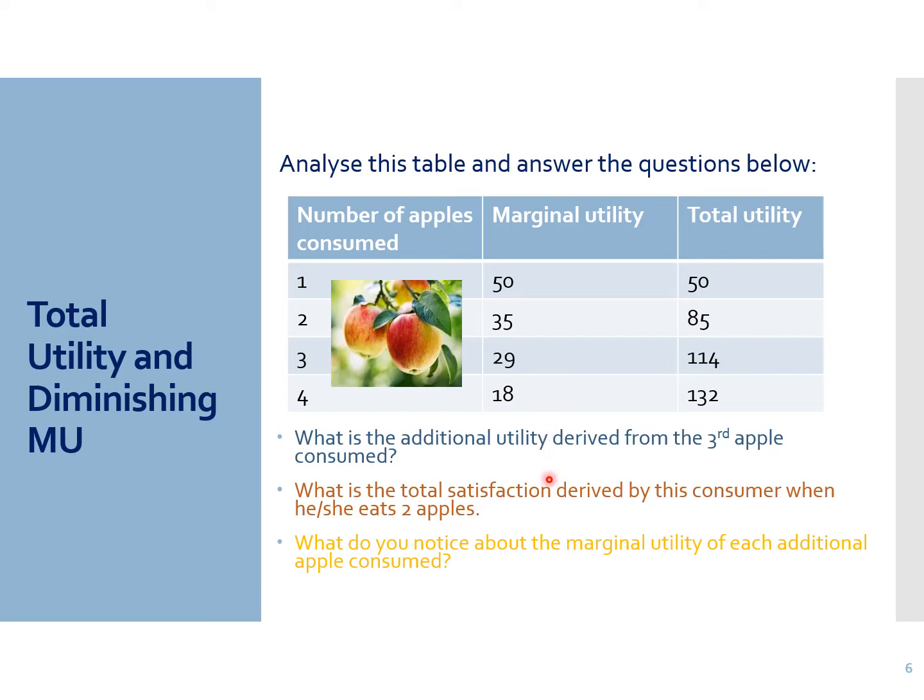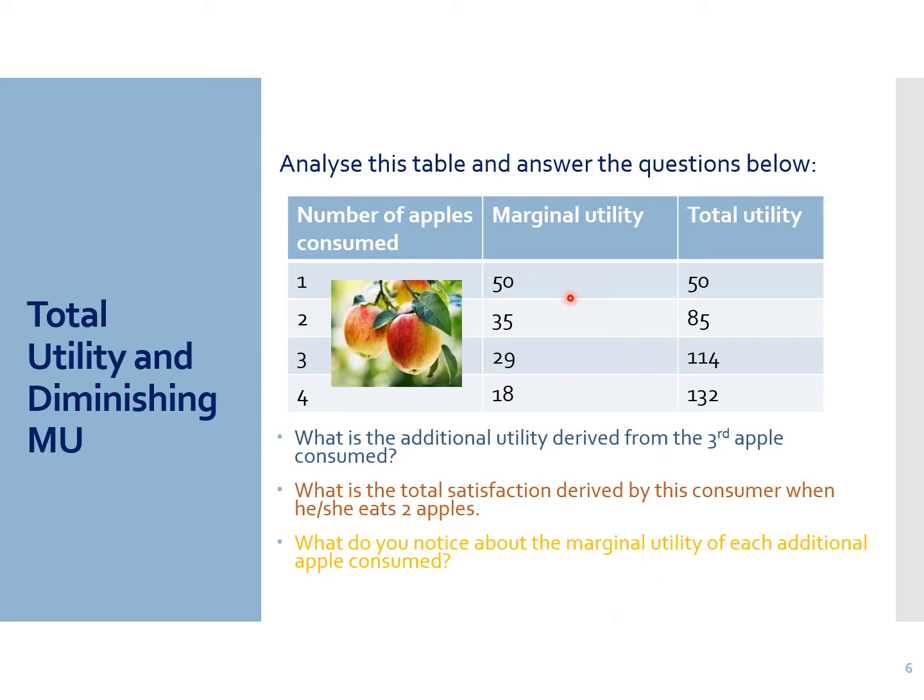What is the total satisfaction derived by this consumer when she eats 2 apples? Well, let's go and have a look. Total utility, 2 apples, tells us 85, which is the sum of the first apple plus the second apple. Marginal utility 50 plus marginal utility 35 gives me 85. What do you notice about the marginal utility of each additional apple consumed?